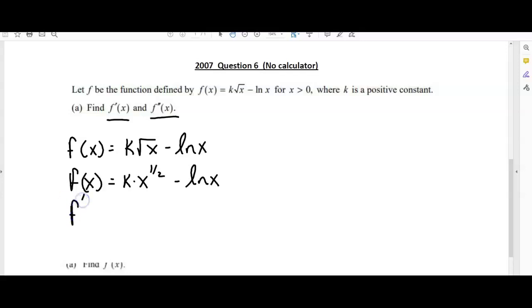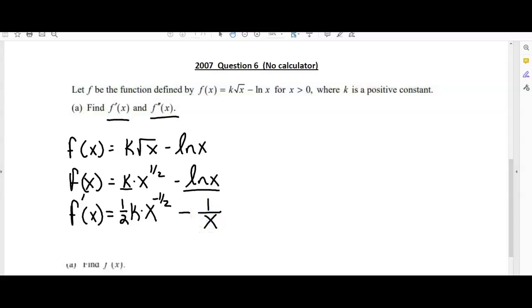Next, we are going to take our derivative. Now when you take the derivative, that k is just going to stay there because it's a constant multiple. We don't know what it is, but it's just going to stay there. We are going to multiply this half to the front, however, and we're also going to take 1 off of that power, and that'll give me negative 1/2. Next, we're going to take the derivative of ln. The derivative of ln is simply 1 over whatever's right here, which is x.